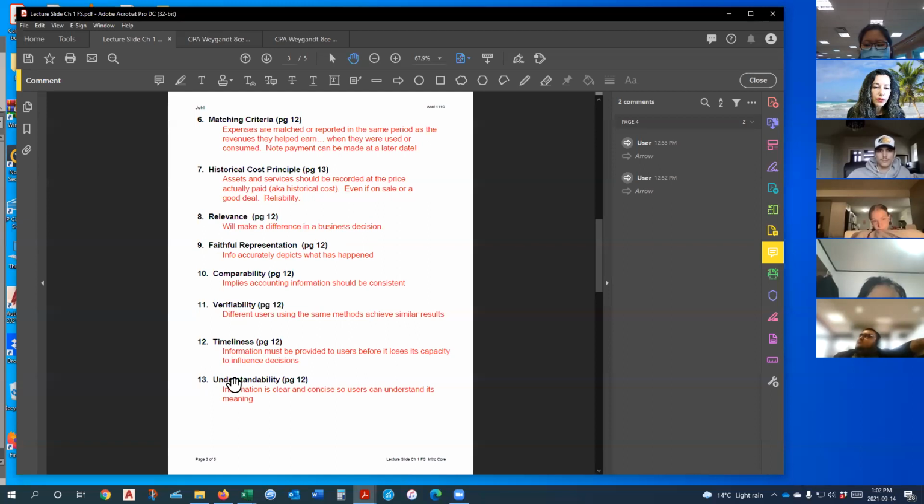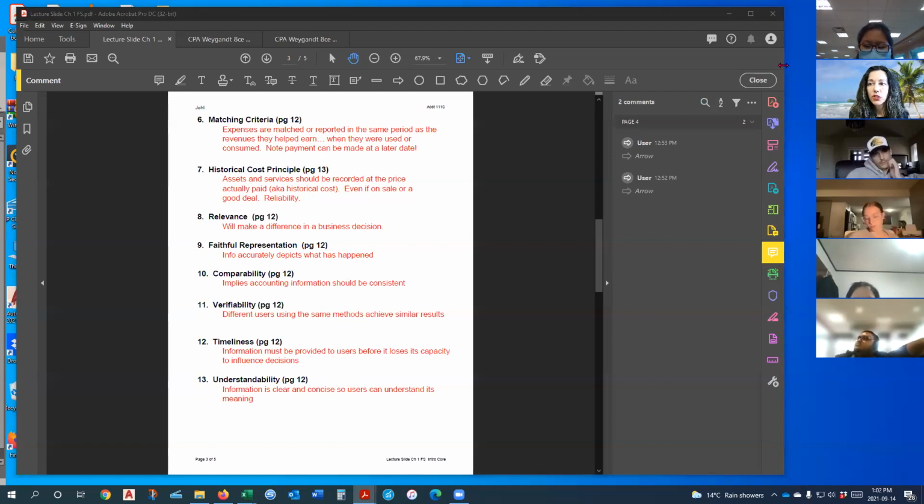Now, 8 through 13 are some characteristics of financial information that are desirable. It needs to be relevant, a faithful representation that accurately depicts what's occurred, comparable, verifiable, timely, and understandable. Please ensure that you understand all of these definitions. Please ensure that you know what they mean, and you need to memorize them. You need to make them part of you.